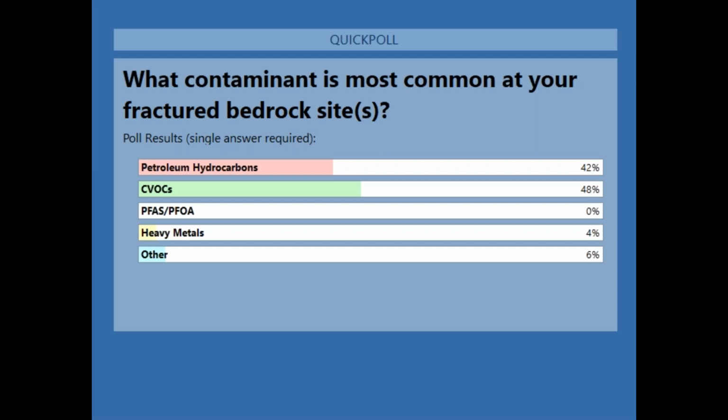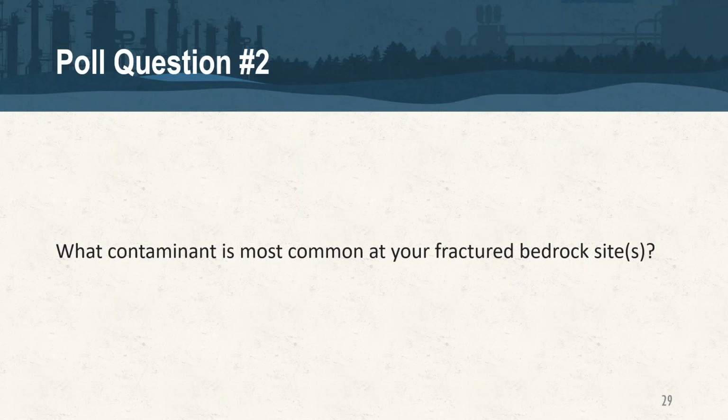All right, so we have the distribution here of the polling that went on. It looks like we've got a close to even split between petroleum hydrocarbons and CVOCs. Excellent, thank you for answering that. The next slide is going to be a series of slides, a case study.